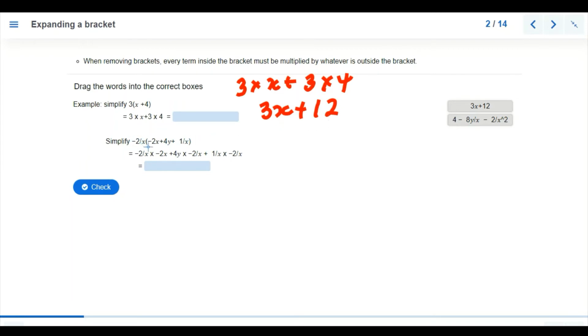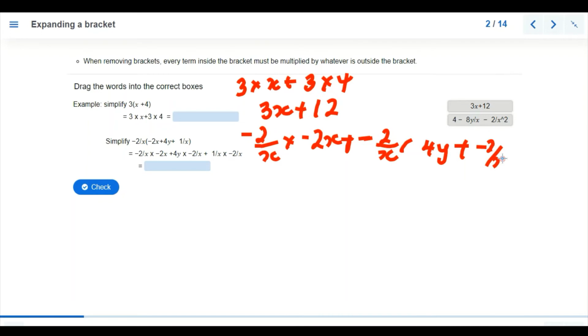Now for this one, we have minus 2 over x into bracket of minus 2x plus 4y plus 1 divided by x. So we are to use minus 2 divided by x to multiply what we have inside this bracket. So we are going to be having minus 2 divided by x multiplied by minus 2x, plus minus 2 over x multiplied by 4y, plus minus 2 over x multiplied by 1 over x.